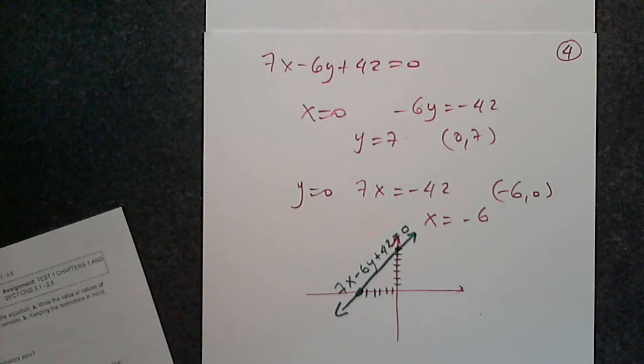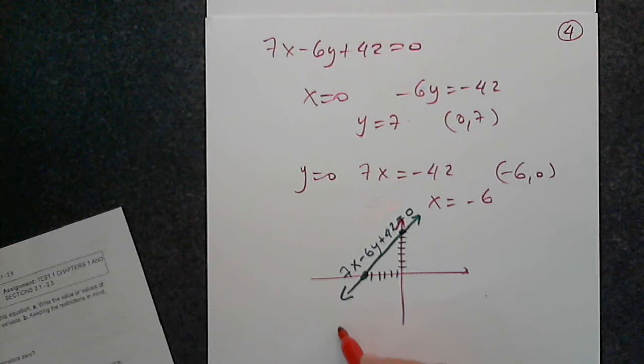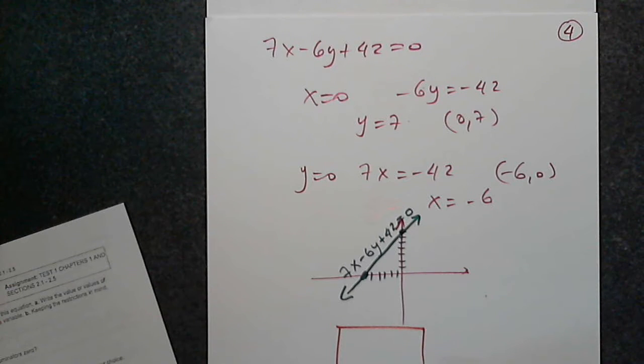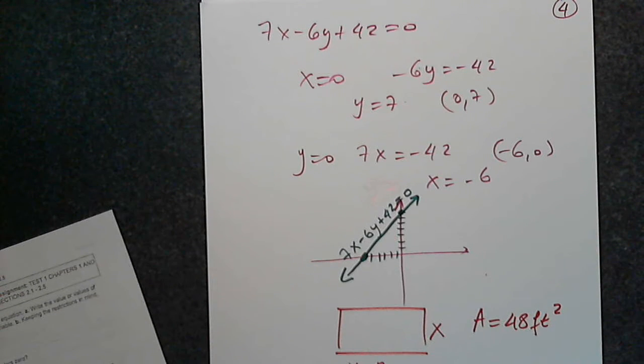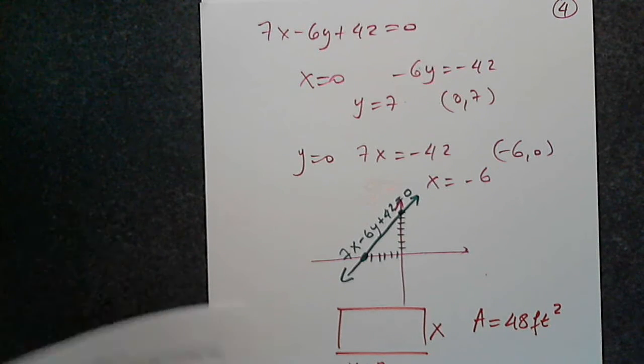Very good. So we have a rectangular wall, and the area is 48 square feet. Its length is 8 feet longer than the width. So if I denote this by x, this must be x plus 8. The length is 8 feet longer than the width. Find the length and the width.